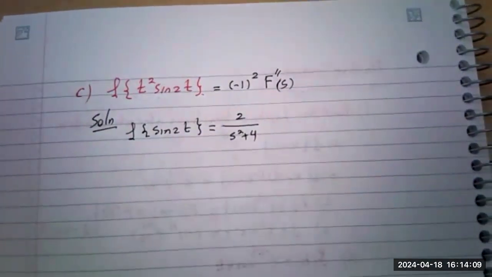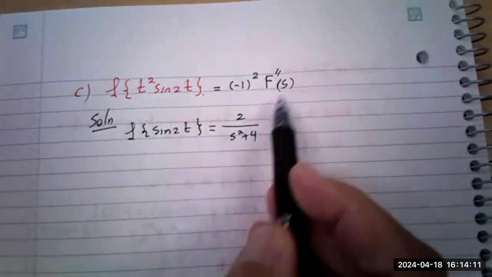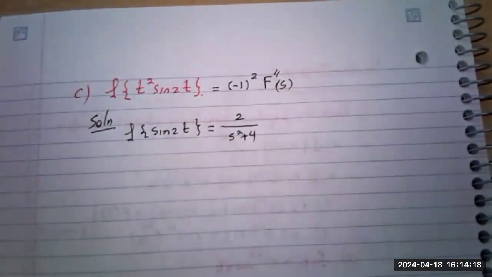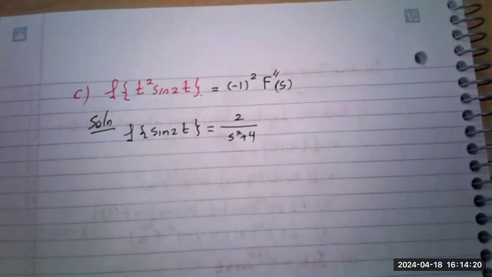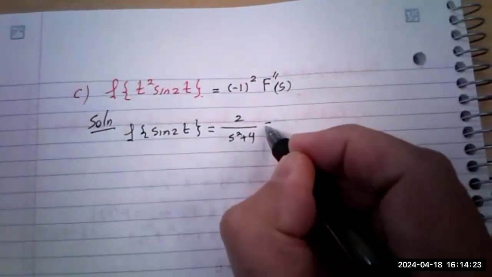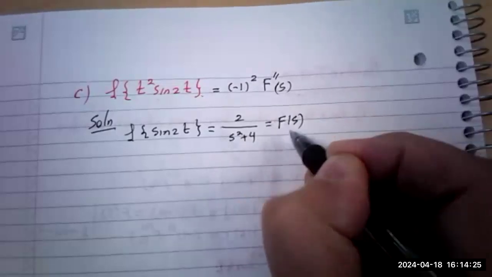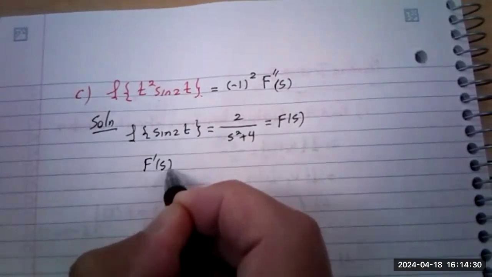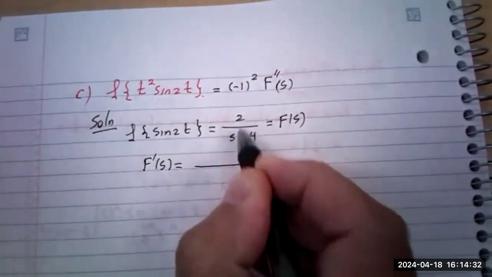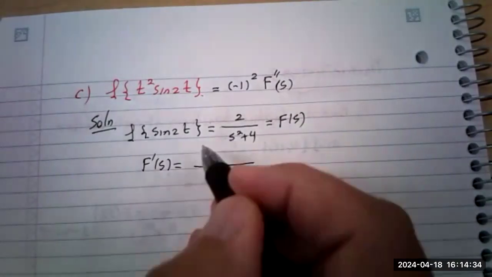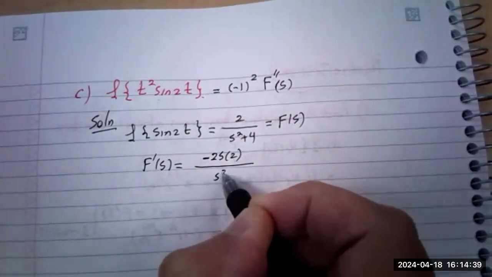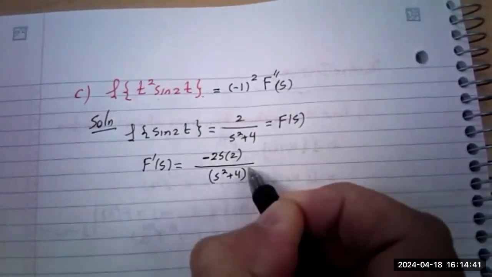So this is going to be your F(s), if you like. You can use different notation, they call it f, you may call this one g, it doesn't matter as long as you know what you're talking about. If you call this one F of s, then you have to differentiate it twice. For the first derivative, you can use the quotient rule: the derivative of the top times the bottom, which would be 0, minus the bottom's derivative times the top. So that gives negative 2s times 2, divided by the bottom squared, (s squared plus 4) all squared.